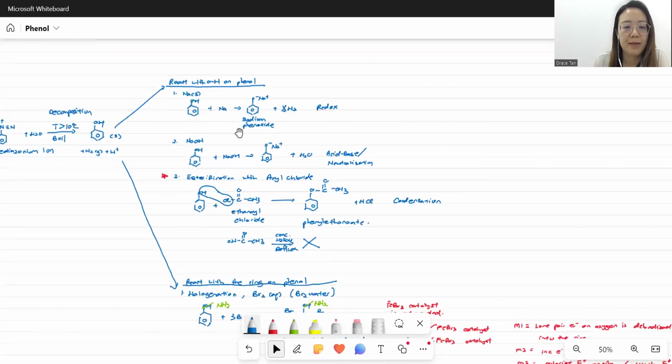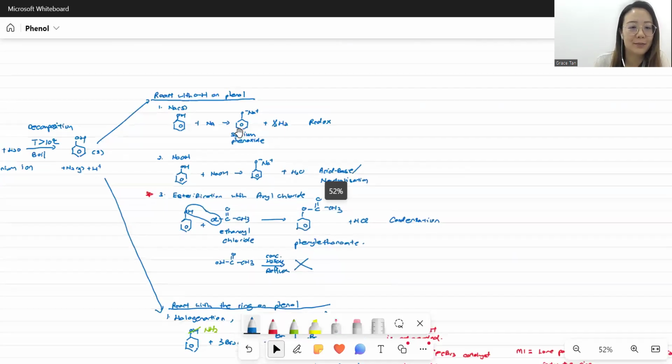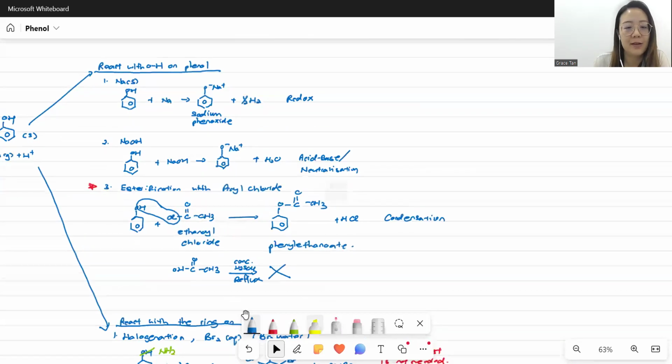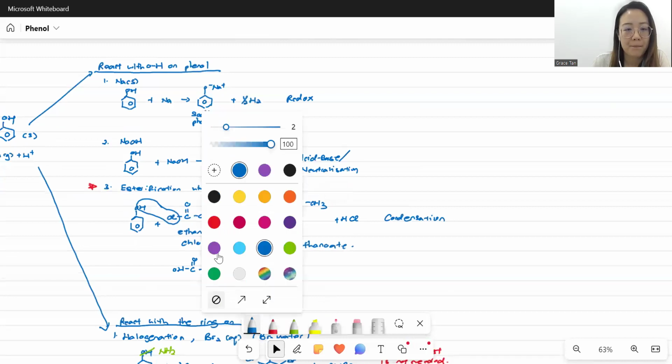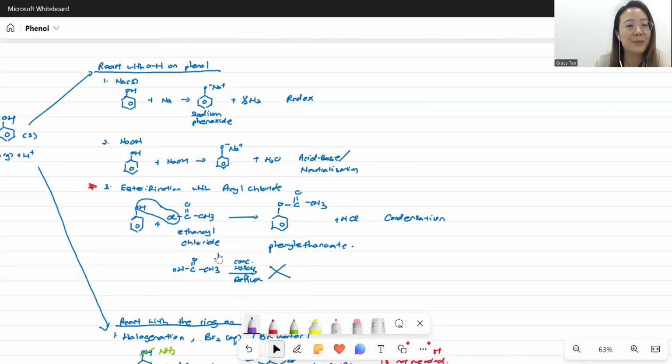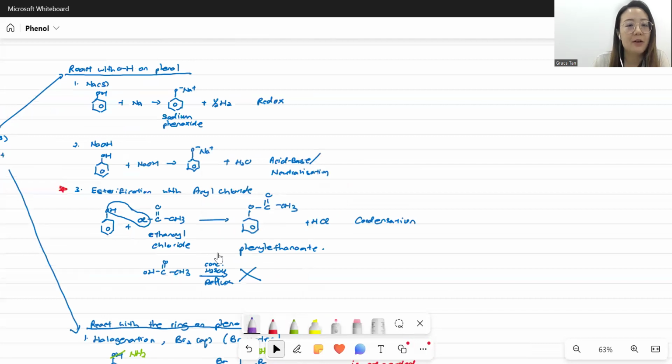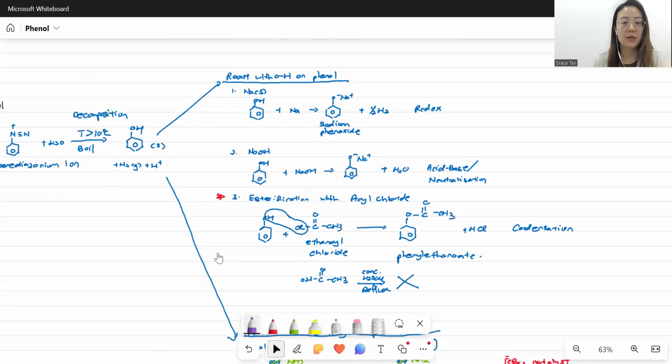Okay, yes, I will come to the last one over here. Okay, now I would like to add number 4. I use a different color. So you can see in general, phenol reaction, I will split it to 2 parts. Reacts with OH on the phenol, react with ring on the phenol.